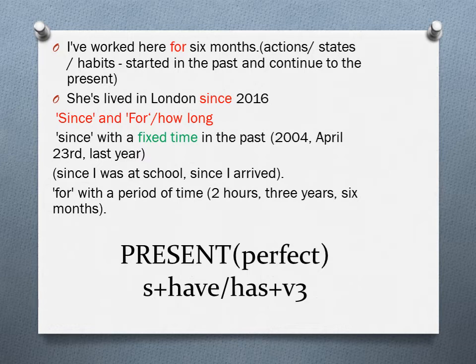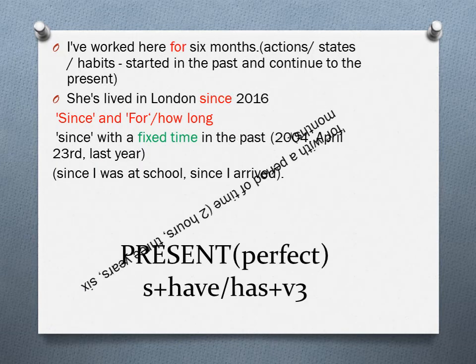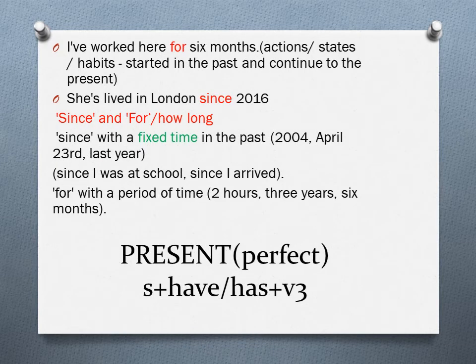Now let us discuss the use of for. For is connected with a period of time, not a fixed point, but a period of time. For example, for 2 hours, for 3 years, for 6 months, like this.